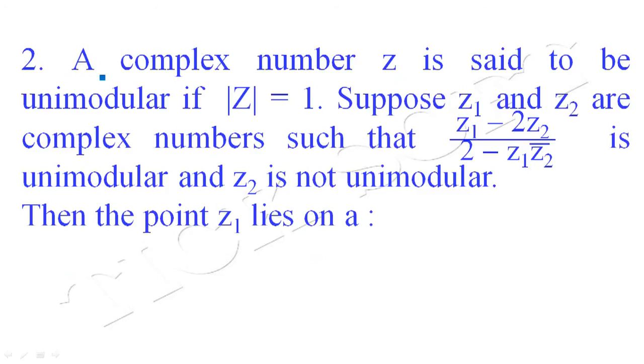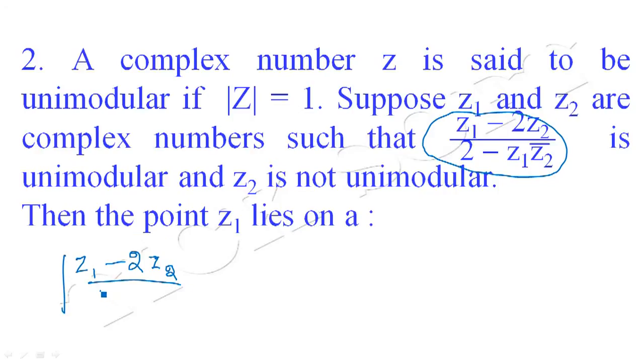Now the second question here is: a complex number Z is said to be unimodular if modulus of Z is equal to 1. Suppose Z1 and Z2 are complex numbers such that (Z1 minus 2 Z2) divided by (2 minus Z1 Z2 bar) is unimodular and Z2 is not unimodular, then the point Z1 lies on. So here, listen, it is given that this is unimodular. Therefore we can say that modulus of (Z1 minus 2 Z2) divided by (2 minus Z1 Z2 bar) will be equal to 1. So now we have to square both sides.